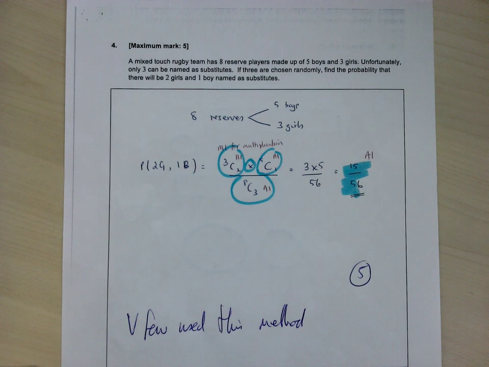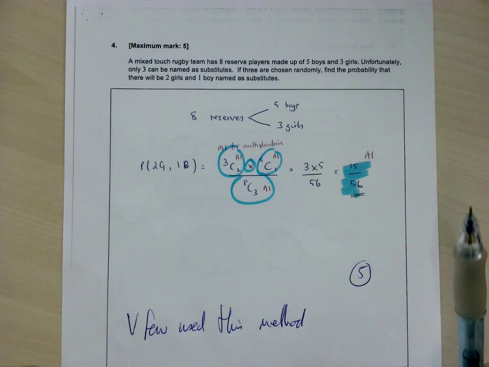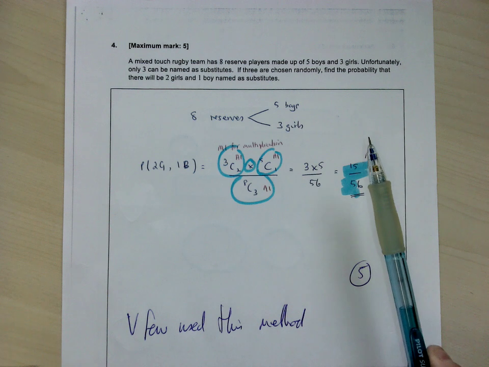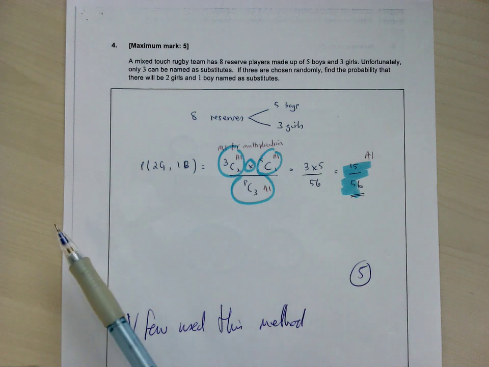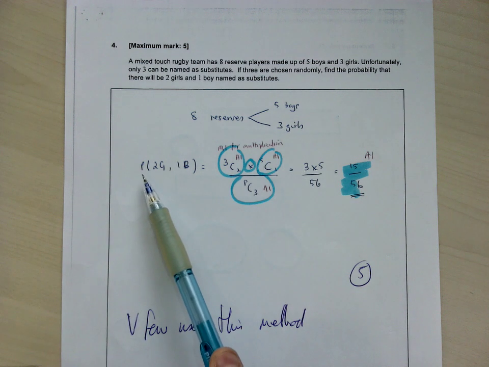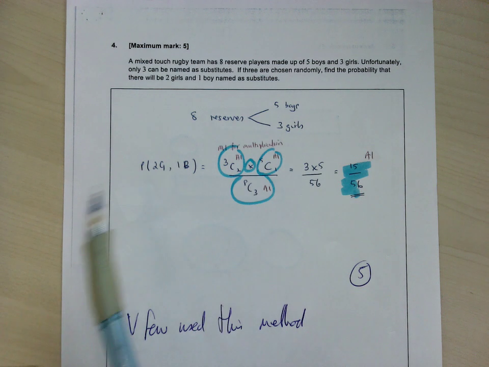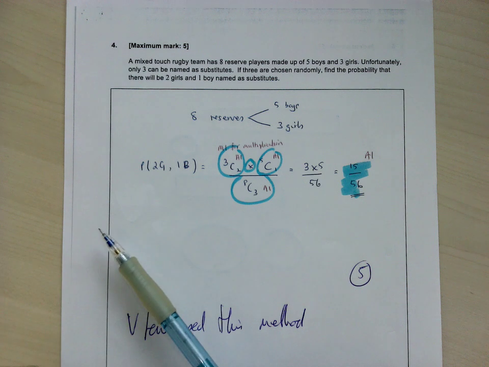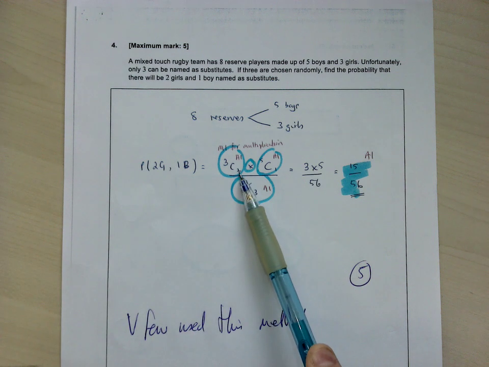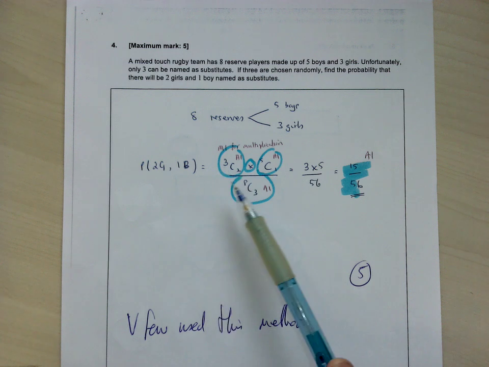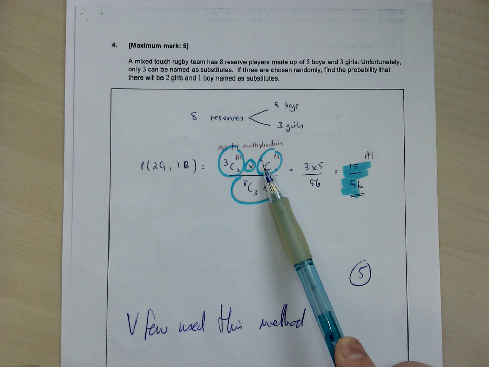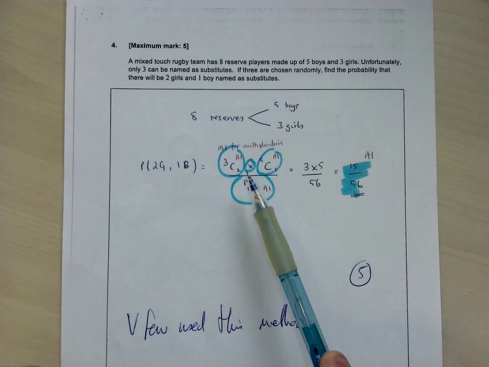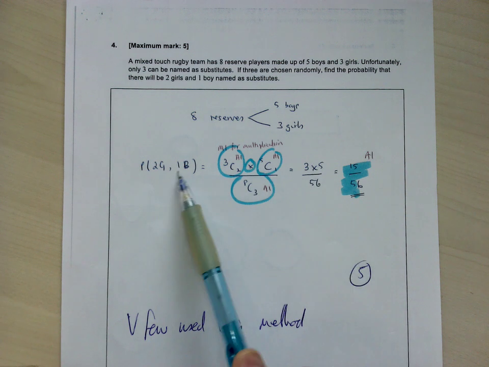Question 4, probability question. If you approach it this way, it becomes quite formulaic. I've got 5 boys and 3 girls to choose from, and I want the probability of choosing 2 girls and 1 boy. So I count the number of ways of choosing 2 girls from 3. So 3 choose 2 for the girls, and choosing 1 boy from the 5. So 5 choose 1. So that gives me the number of ways of choosing this combination.